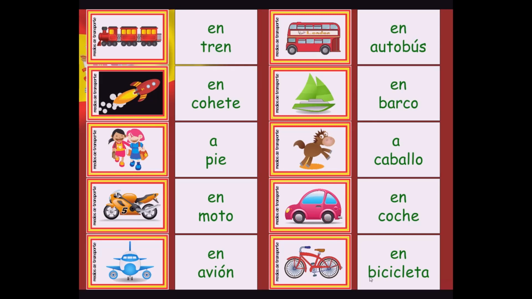So here are our transports. There's 10 of them. You've got the pictures and the words there. Let's have a go at saying these new transports. Escuchad y repetid. En tren.